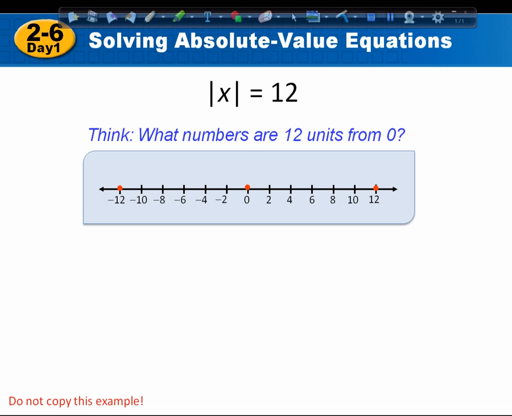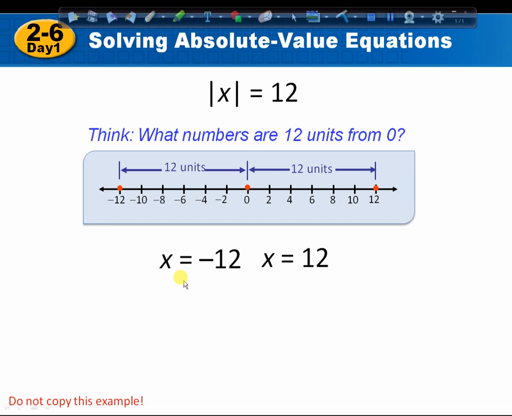If we look at the number line, and I look at 0, then +12 is 12 units away from 0, but also the -12 is 12 units away from 0. So +12 and -12 could be our x here. It's 12 units. So x can be either -12 or x can be +12.